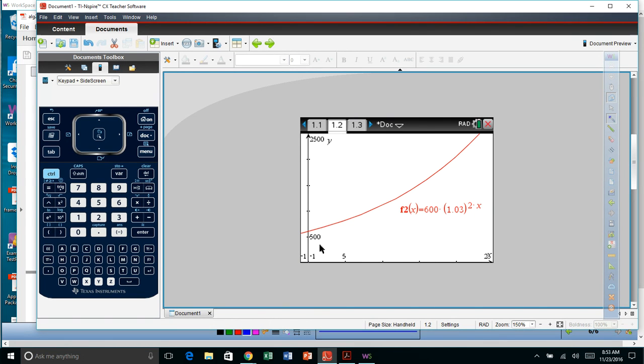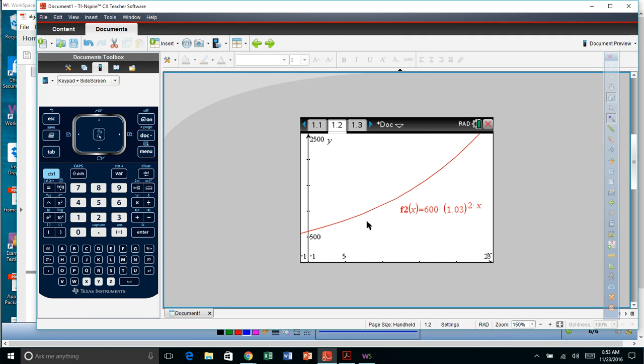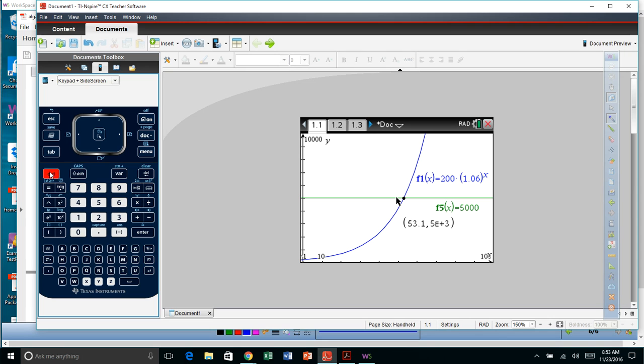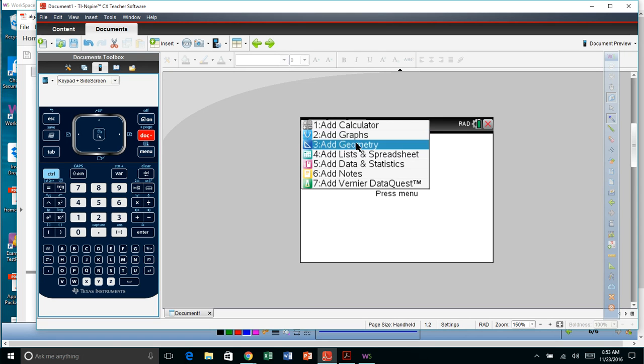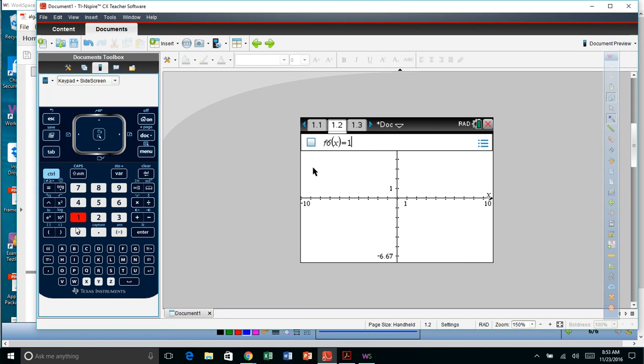See, I got, maybe I didn't graph that one. Is that one not in there? I guess I didn't. So let's see here. And then we'll control doc, and we'll put us a new page in there. All right. So what do we got? We got 1,000 times open parentheses 1.055 close parentheses caret X, because we don't have a T. All right. And watch, when you press enter, you can't see it.